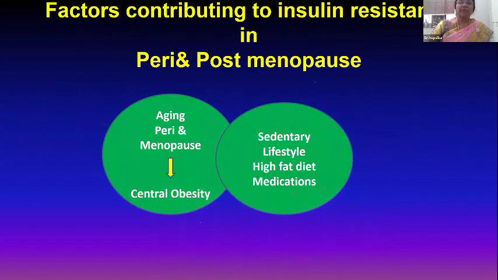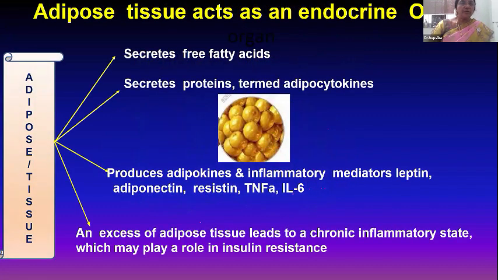diabetes. So when you look at it, in peri and postmenopause, two things are very much involved in developing insulin resistance, as Dr. Pushpa Shetty was talking about how the changes happen in fat metabolism. One is aging. Another is a peri and postmenopausal shift to central obesity; they become the android type of obesity. In addition, there is a sedentary lifestyle, high fat diet and medication. So this has already been touched upon by Dr.